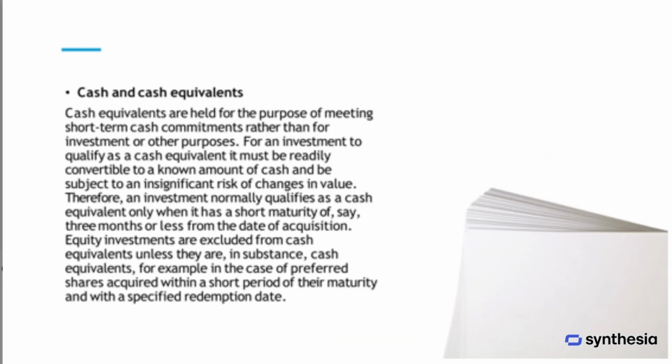Cash equivalents are primarily held to meet short-term cash obligations rather than for investment or other purposes. To qualify as a cash equivalent, an investment must be easily convertible into a known amount of cash and carry a minimal risk of value fluctuations. Typically, an investment qualifies as a cash equivalent if it has a short maturity, usually 3 months or less from the acquisition date. Equity investments are generally excluded from cash equivalents unless they are, in substance, considered cash equivalents. An example would be preferred shares acquired shortly before their maturity, with a specific redemption date.